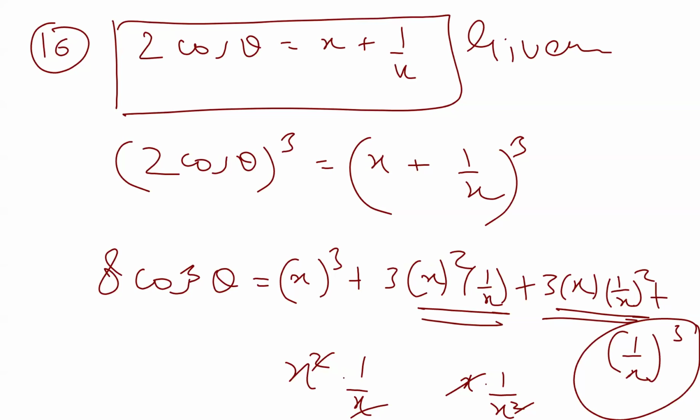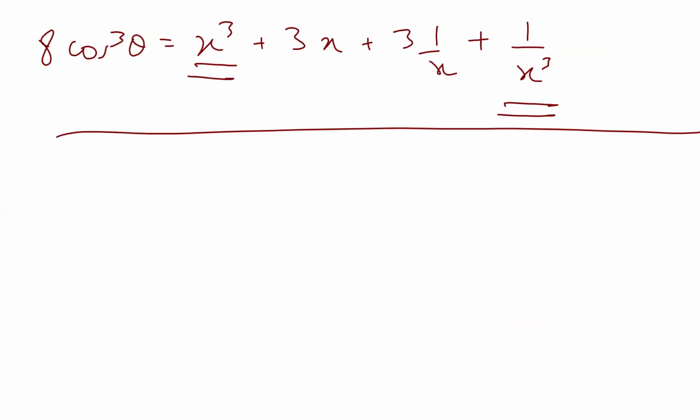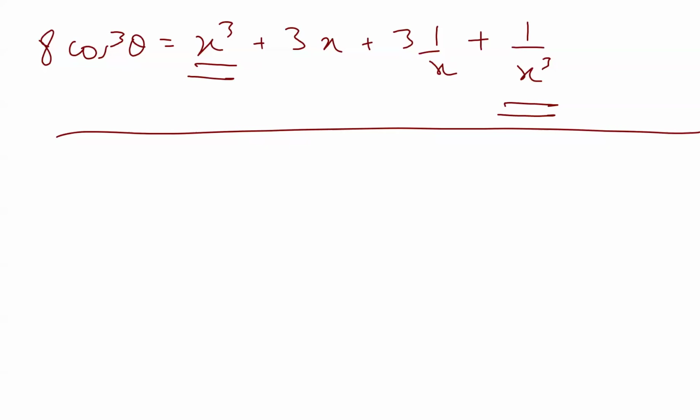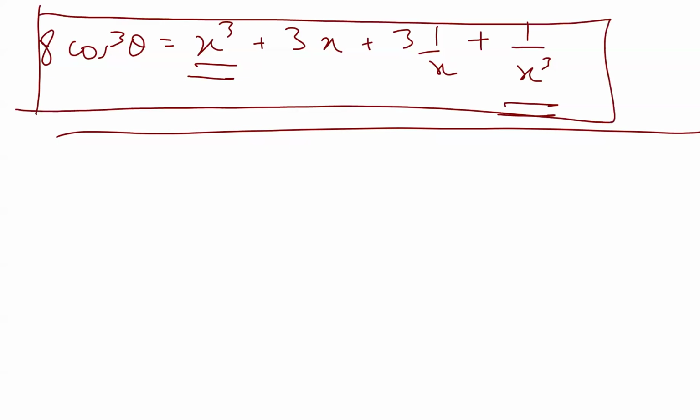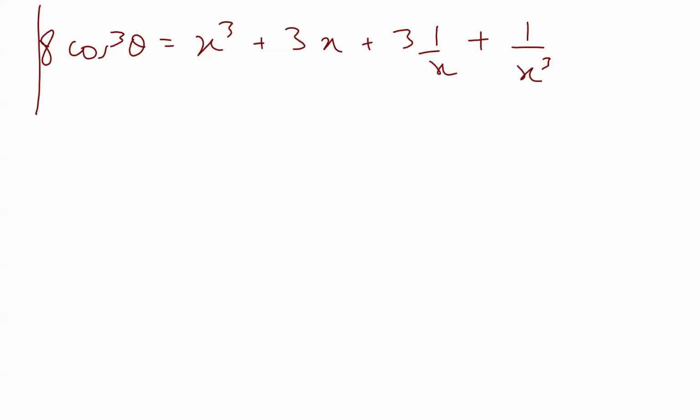So now see, we have simplified till here, and we got our x cube plus 1 upon x cube. Somehow we got that. Now let's park this over here. As I said, we'll keep it as it is. Now we'll go back to the proof that is required.